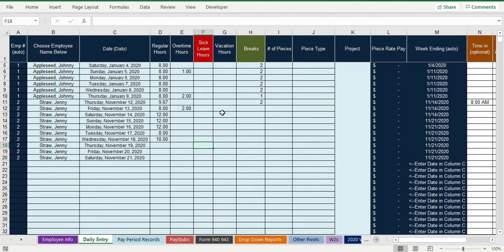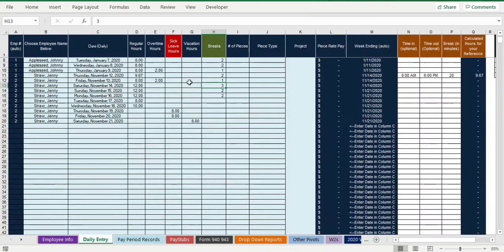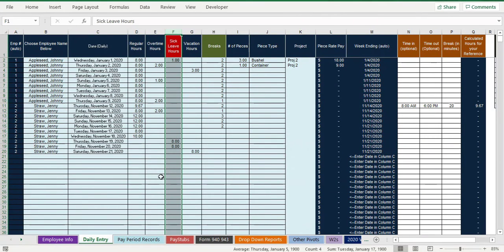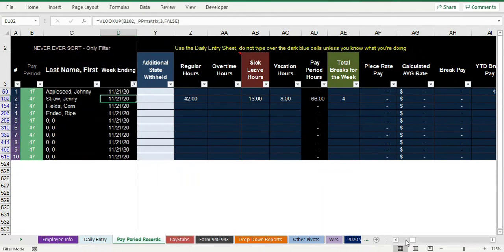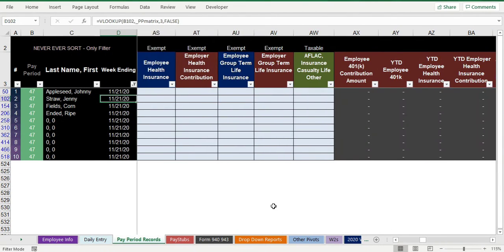Did the person spend sick hours? This is where the sick hours go. Vacation would be paid and not sick related. The breaks: how many breaks did they take throughout the day? Put the number of breaks here, assuming all the breaks are standard 10 minutes. The sick leave is connected to this running total sick leave thing going on.